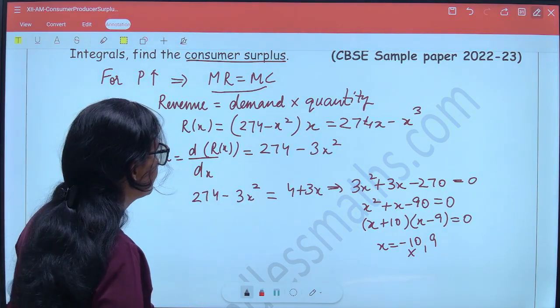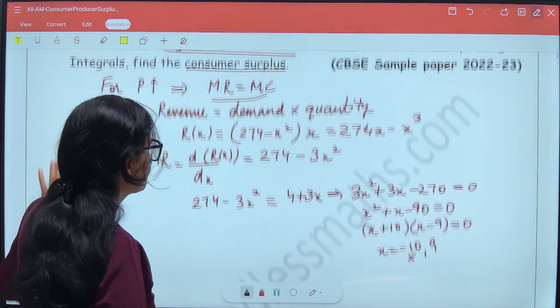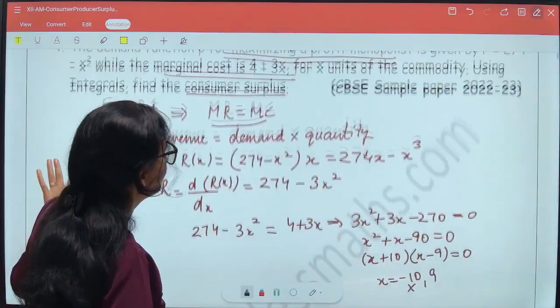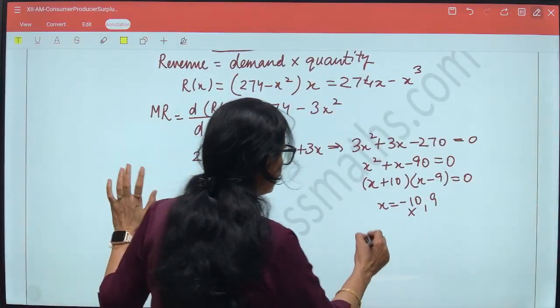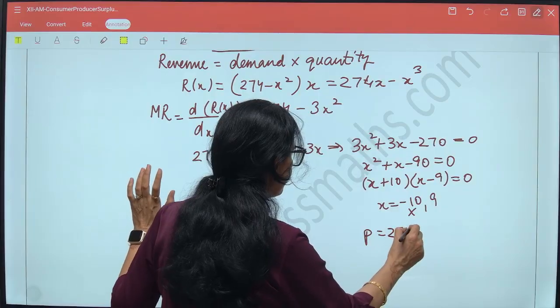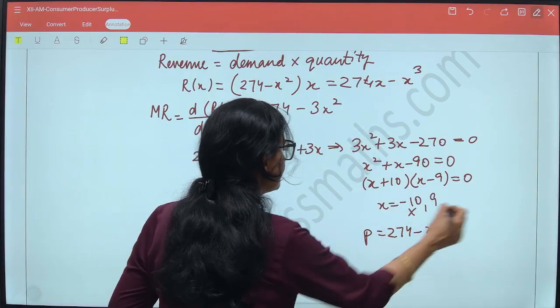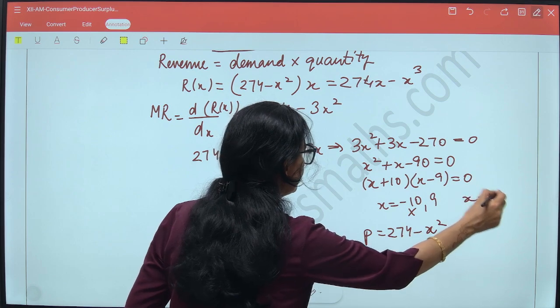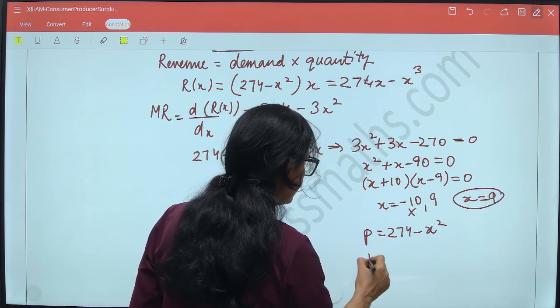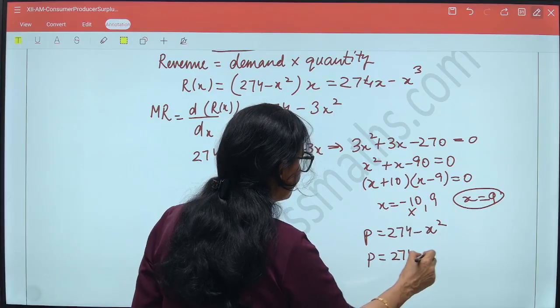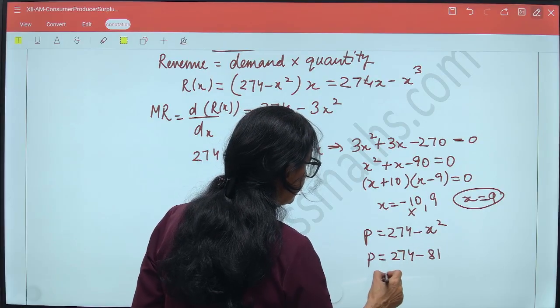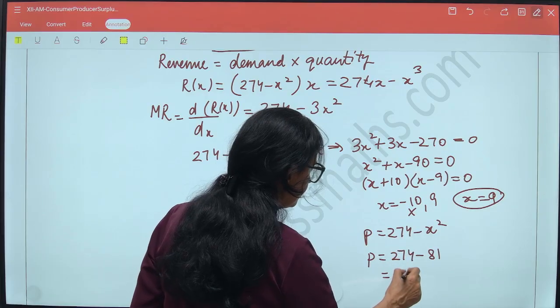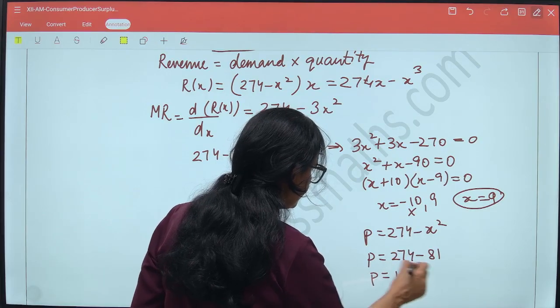Now how do we get the equilibrium price? We can substitute this quantity into the demand function that is given to you. So the demand function is 274 minus x square. Let's substitute the value of the equilibrium quantity into this equation. We get price as 274 minus 9 square, which is 81, and that comes out to be 193. So this is the equilibrium price.